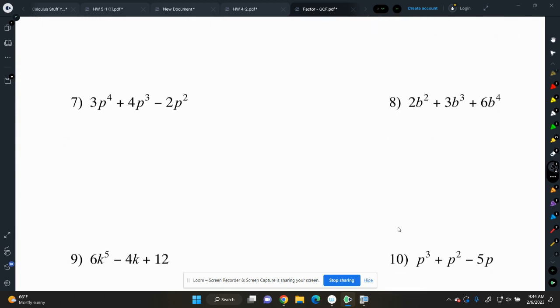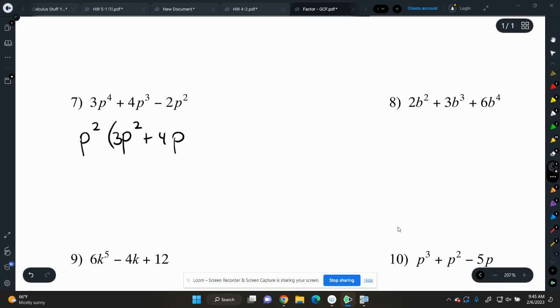All right, Ava, how about number 7? Good, yeah, p to the second. I can't take any numbers out. There is nothing other than 1 that goes into 2, 4, and 3. So I can't take anything out. If you want to put a 1 there, that's okay. All right, it leaves us with 3p to the second plus 4p minus, now here's the trick. We took a p squared out, so it's minus 2, and there's no p left. So remember, this is actually a 1, but we don't have to write the 1. Okay.